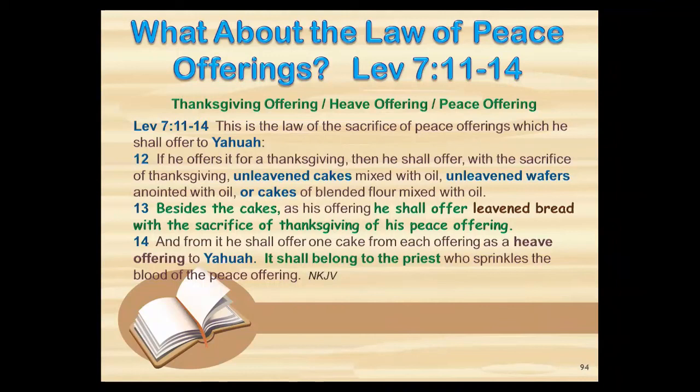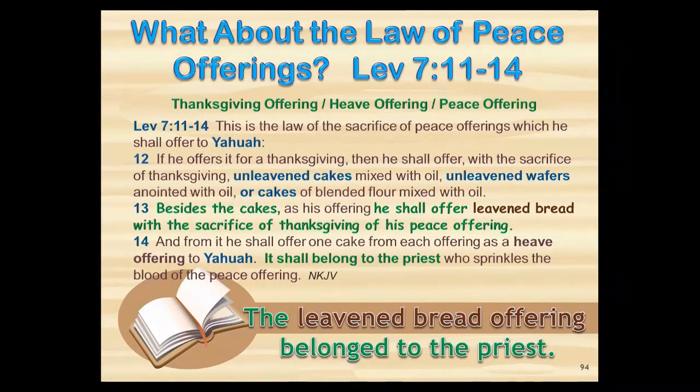mixed with oil, unleavened wafers anointed with oil, or cakes of blended flour mixed with oil. Besides the cakes, as his offering, he shall offer leavened bread with the sacrifice of thanksgiving of his peace offering. So you see, we've got unleavened and leavened here already. And from it he shall offer one cake from each offering as a heave offering to Yahuwah. It shall belong to the priest, who sprinkles the blood of the peace offering. This is from the New King James. Do note that this leavened bread offering belonged to the priest. It does not go onto the altar.